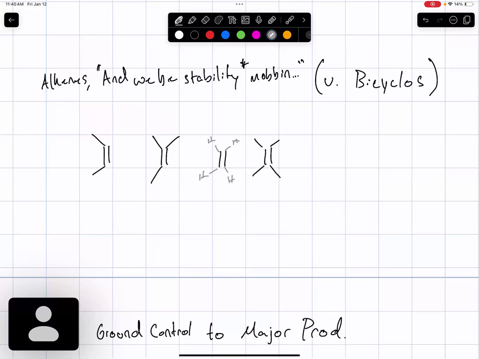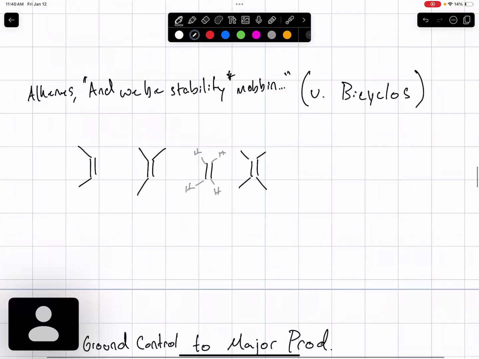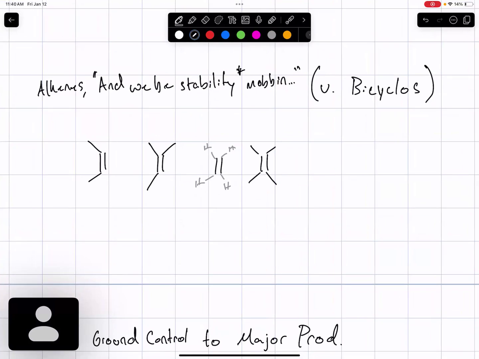The song is by Lil Wayne. Is it Steady Mobbin? Yeah, we've used it, stability mobbing.